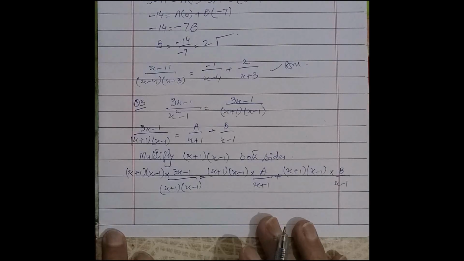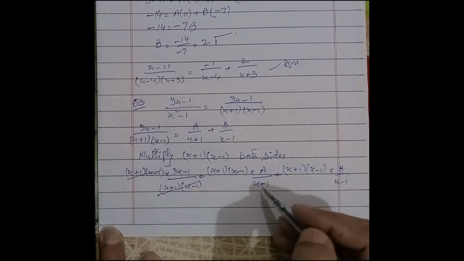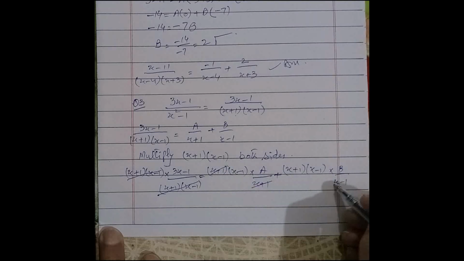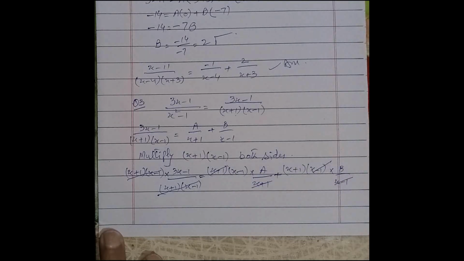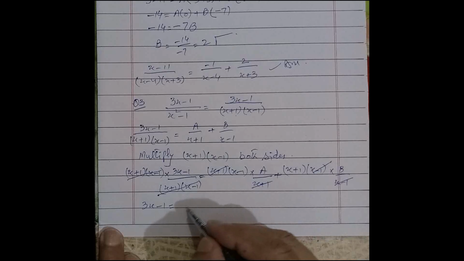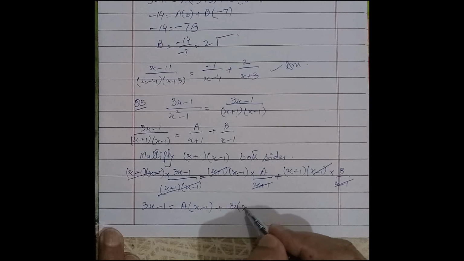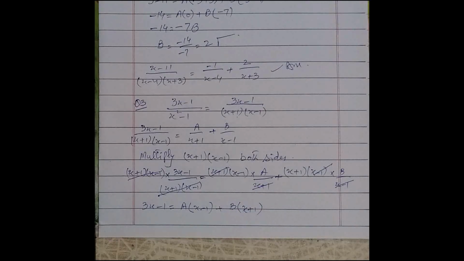Now we simplify these values. We cancel x plus 1 with x plus 1 and x minus 1 with x minus 1, and the remaining values is 3x minus 1 is equal to a into x minus 1 plus b into x plus 1. Now we put the denominator, which is x plus 1 and x minus 1, equal to 0, because they are the factors of the fraction, and get the answer.